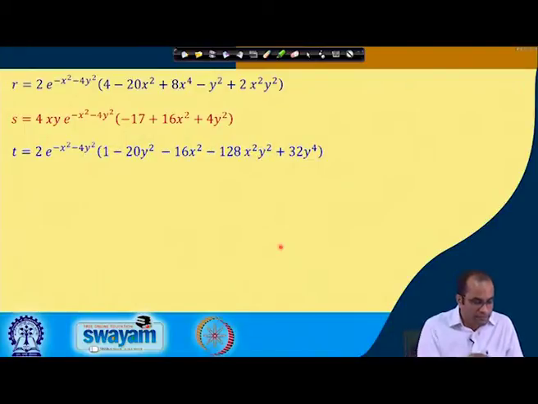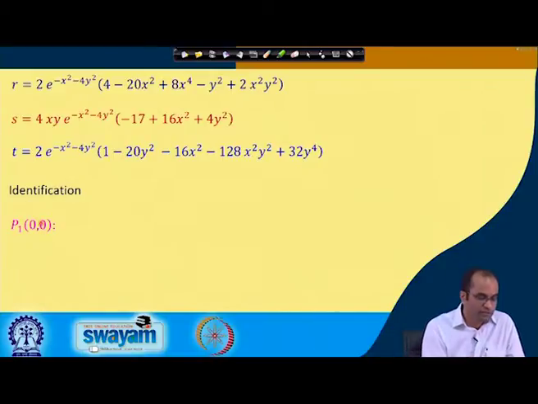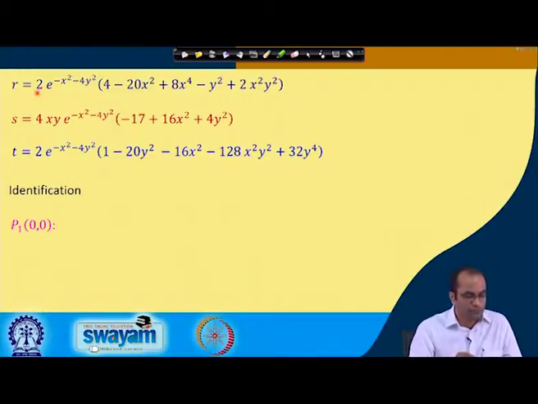So, now as discussed, we have these r, s and t, these 3 expressions. So, we will now identify these points. So, the first point, remember, it was 0 0. So, at this 0 0 point, we will compute r, s and t. So, for r, this is when x and y both are 0. So, we have 0 term there. So, we have 4, this e power 0, this becomes 1. So, we have 4 into 2, this is 8.